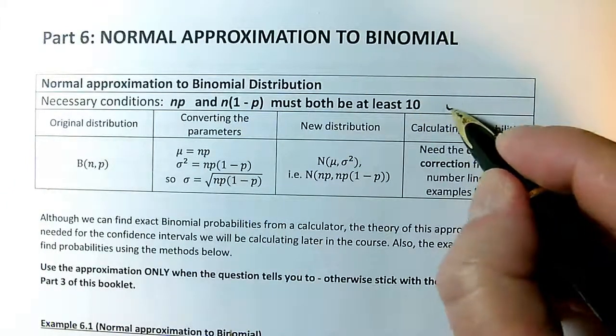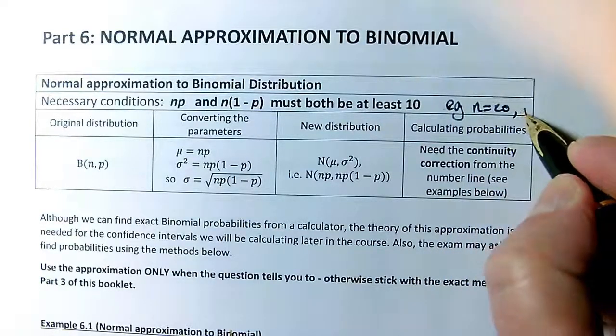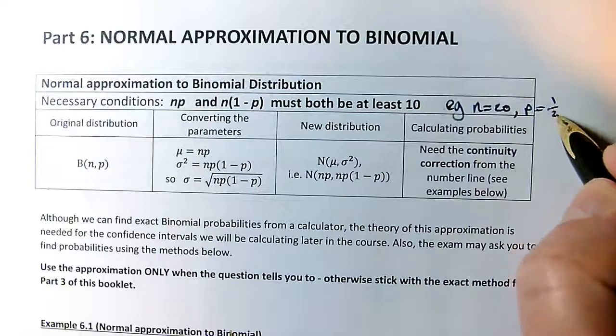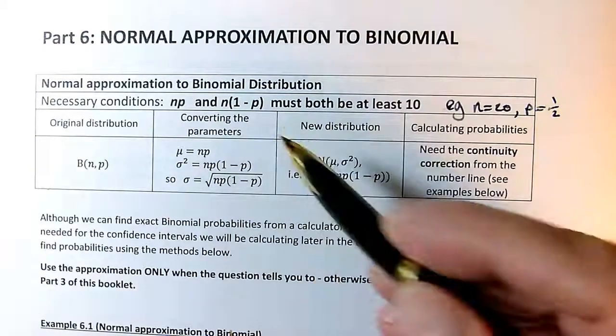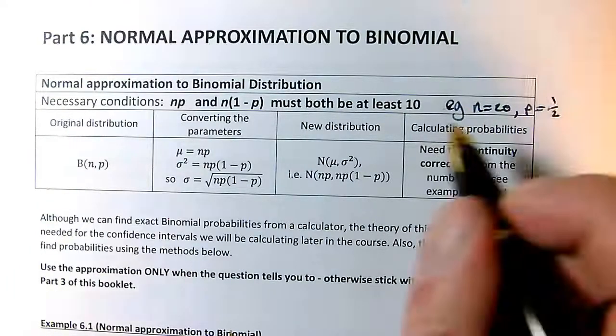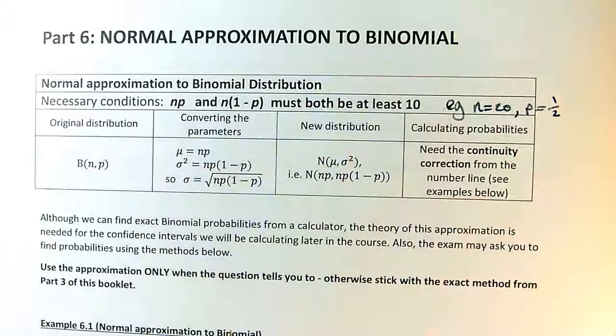So, for example, n equals 20 and p equals a half. That just about qualifies for n big enough and p close enough to a half. The bigger n is, the more p doesn't need to be close to a half. So our test is np and n times 1 minus p must both be at least 10. So we're going to be using that.